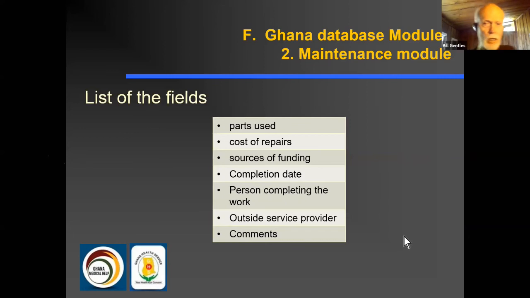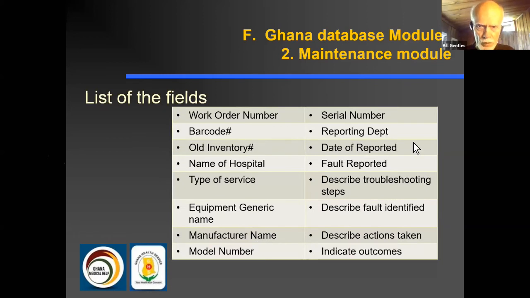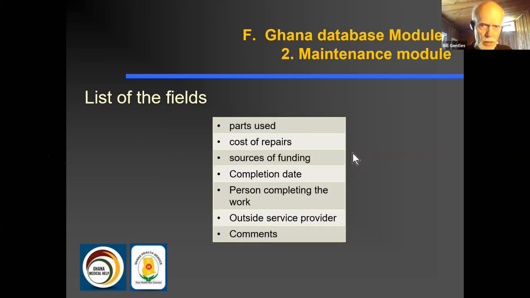There's more. Did you use parts? What was the cost of repairs? Source of funding for the repair work or the parts? When did you complete the job? Again, if you've got the date that the fault was reported, as in the previous field, and then the date of completion, you can start to document the turnaround time for your repairs.